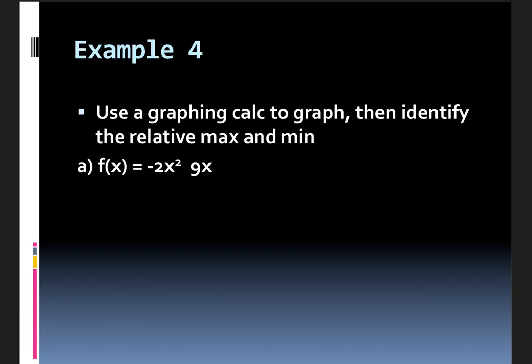All right, so this one says, use a graphing calculator to graph it, then identify the relative max and min. Oh, do you have a sign in between? I don't know why mine's missing it. It says negative 2x squared. Does yours have a sign there? Minus 9x, thank you. All right, we're going to graph it.